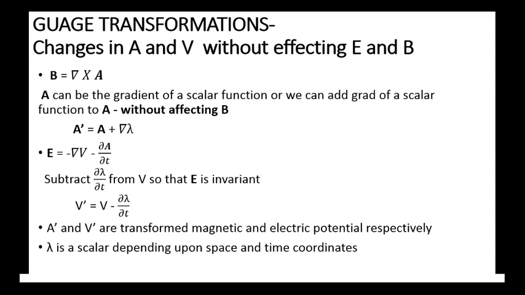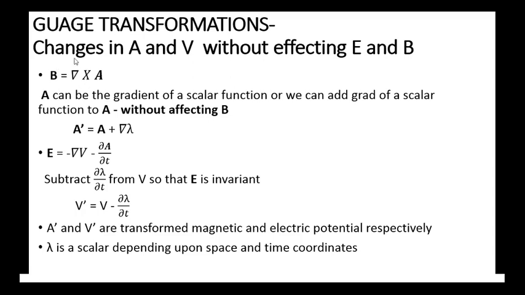known as gauge transformations. We know that magnetic field B is equal to del cross A, where A is the magnetic vector potential. Then we can represent A as a gradient of a scalar function, or we can add gradient of a scalar function to A so that it will not change B.